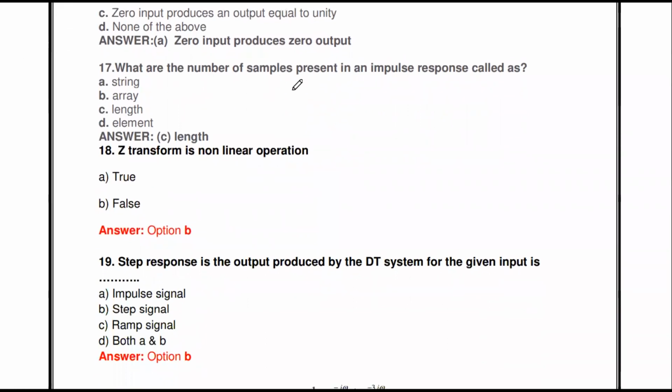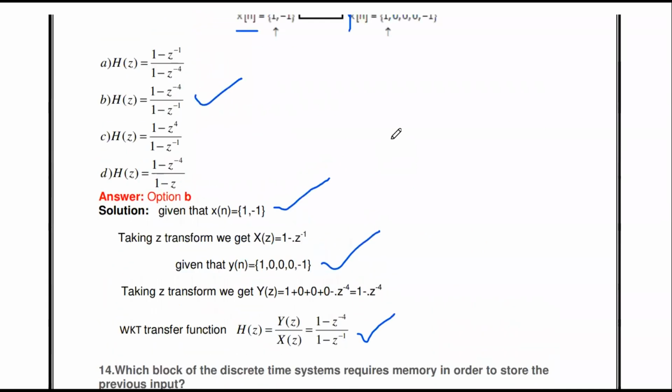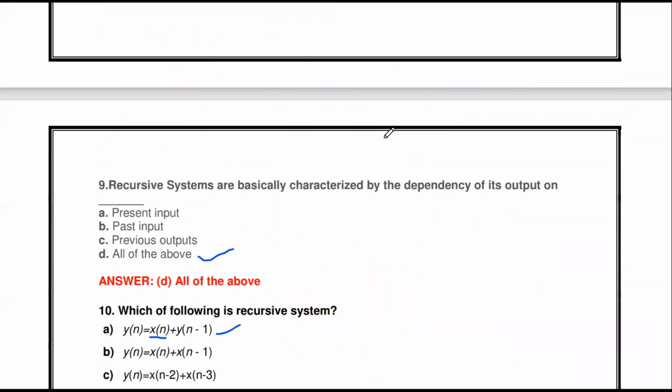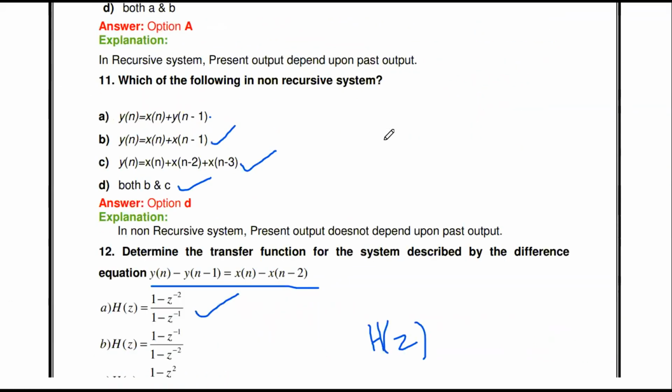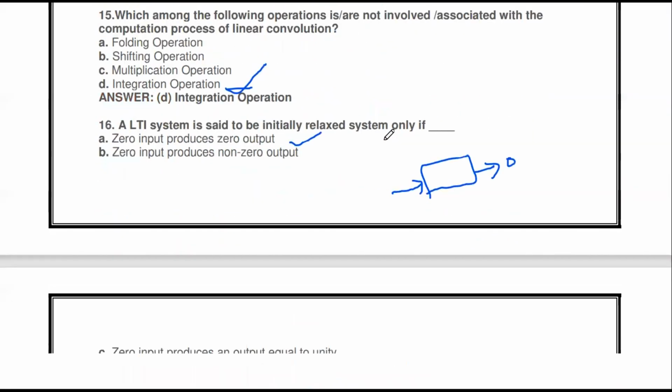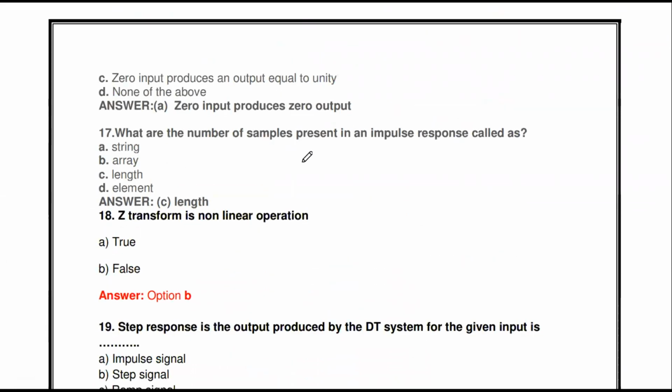Then, the number of samples present in an impulse response is called dash? Take h of n, written in discrete form as h of n equal to 1, 2, 3, 4. The number of samples present in an impulse response is called the length. For example, h of n equal to 1, 2, 3 means the impulse response has 3 samples, so 3 is the length. It's not a string, it's an array element, that's the length.